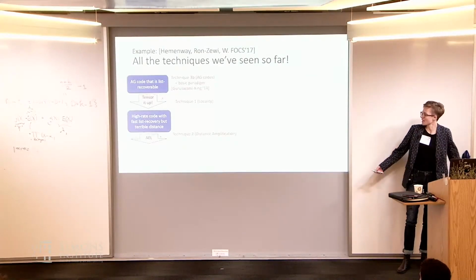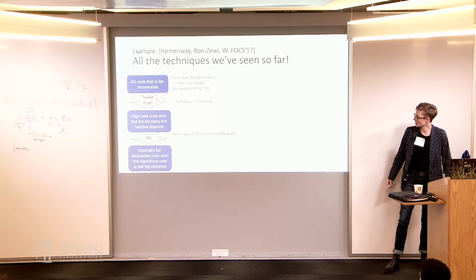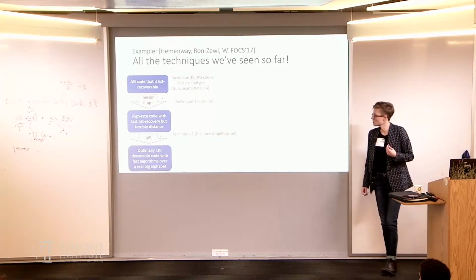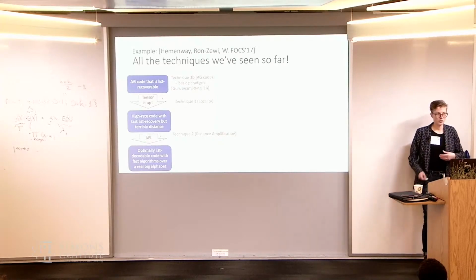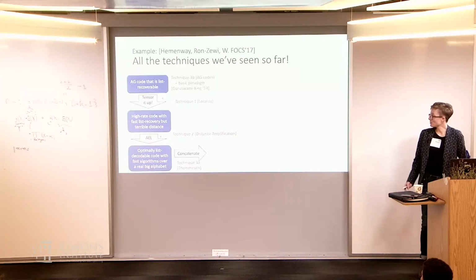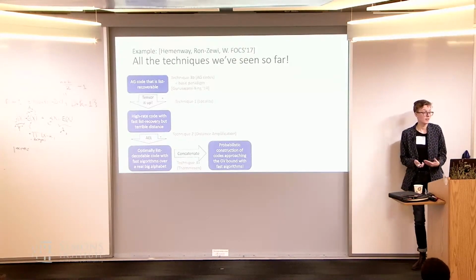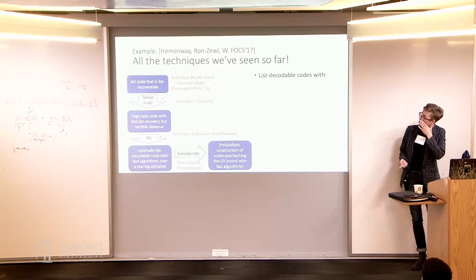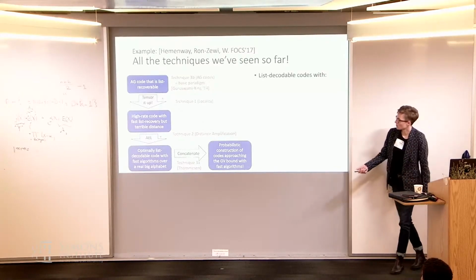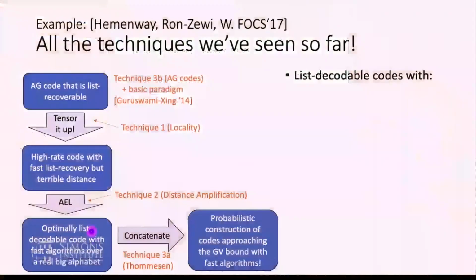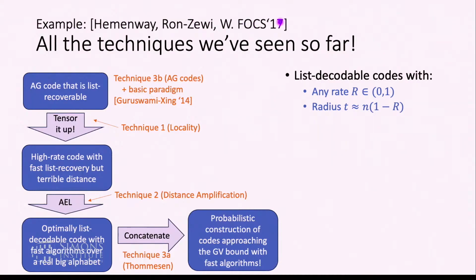Okay, what do we do next? We do this AEL distance amplification. And that's going to give us an optimally list decodable code with fast algorithms over a really big alphabet using that technique that we saw. And then we can concatenate and do this Thommesen technique that we just saw. And that's going to give us a randomized construction of codes approaching the GV bound with fast algorithms. You can do that all together. And quantitatively, the punchlines that you get are, if we're interested in list decodable or list recoverable codes, this box here. We can get list decodable codes with any rate R that you want, with radius approaching optimal, so n times 1 minus R. If you remember from the first talk, this is what we wanted.